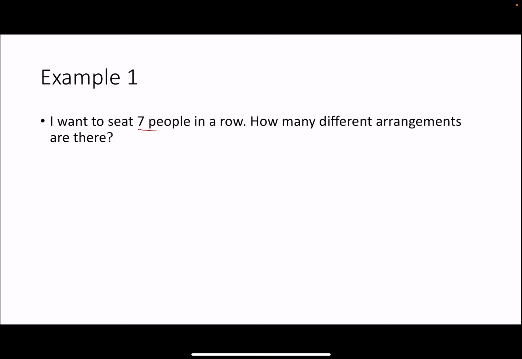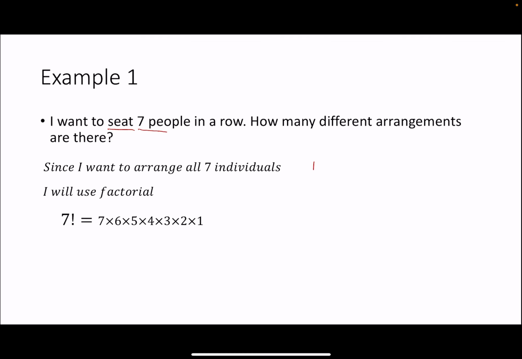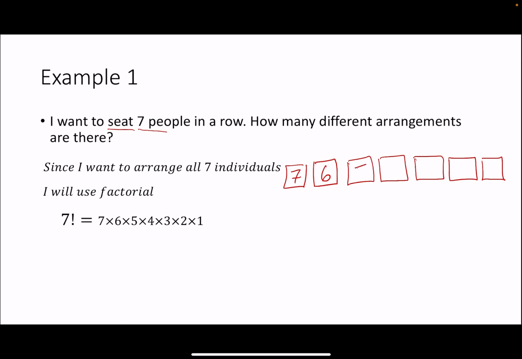I want to seat 7 people in a row. How many different arrangements are there? Well, since I want to arrange all 7 individuals, I will use factorial, right? The way we did that earlier with blocks was we drew 7 blanks, 1, 2, 3, 4, 5, 6, and 7. And we knew we had 7 choices for the first. Once one person was sitting down, we had 1 less person, then 1 less person, etc. And that would be 7 times 6 times 5 times 4 times 3 times 2 times 1. Eventually, we'll just write that down as 7 factorial to represent that, which is 5,040.